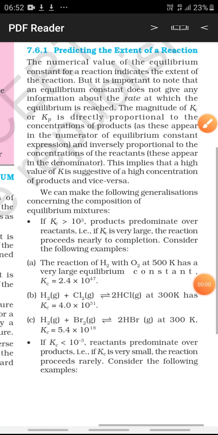Good morning, children. Sairam. Today we'll be starting with how we can predict the extent of a chemical reaction using the value of Kc. That means the equilibrium constant.